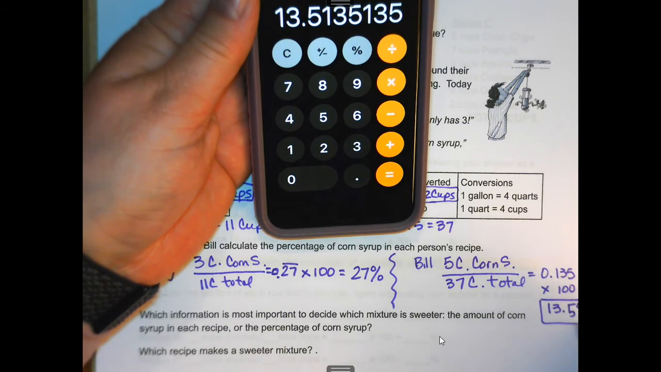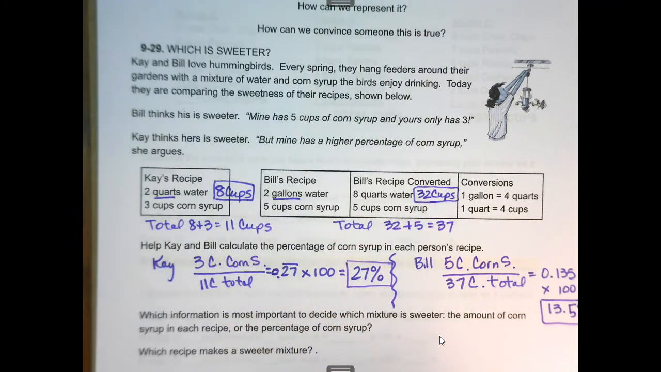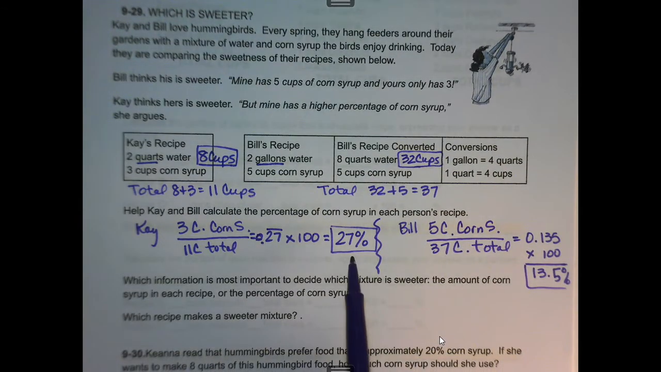So that's Bill's, this is K's, and now we can think about which number is bigger. 27% out of 100 or 13.5% out of 100. Think about that for a moment. Which information is most important to decide which mixture is sweeter? The amount of corn syrup in each recipe or the percentage?